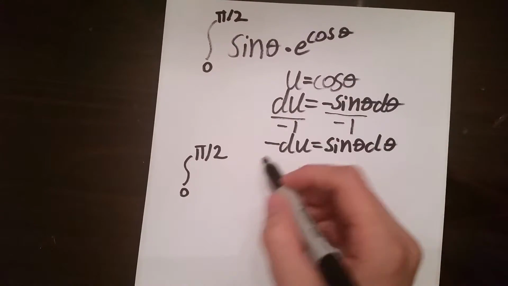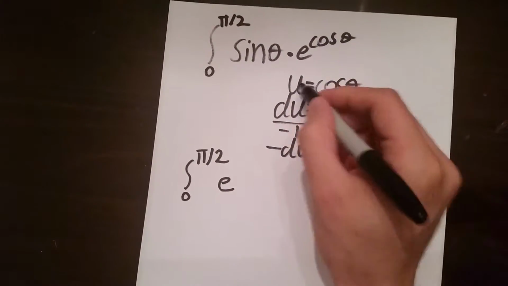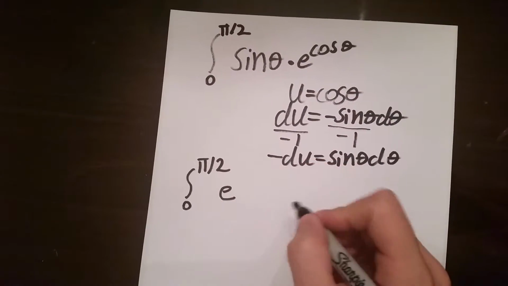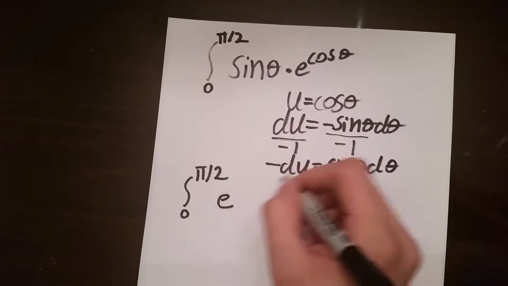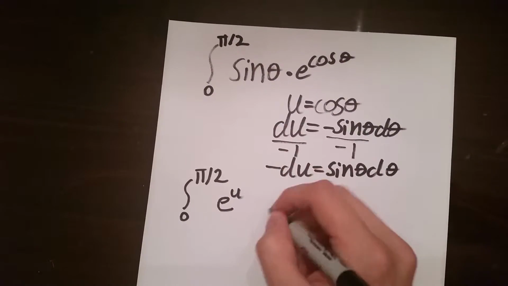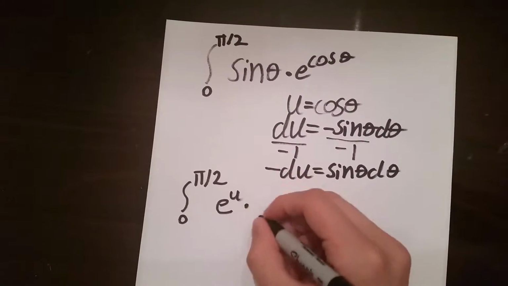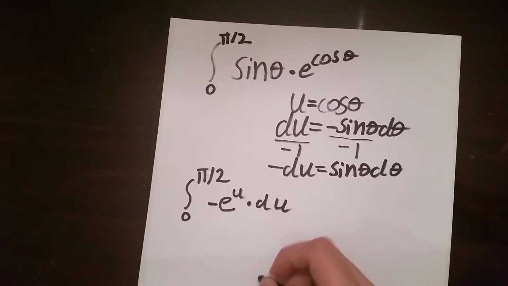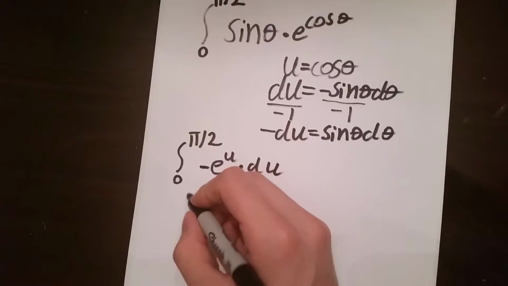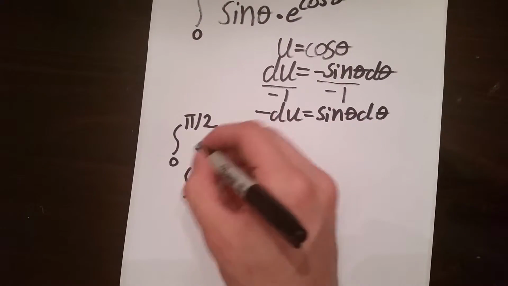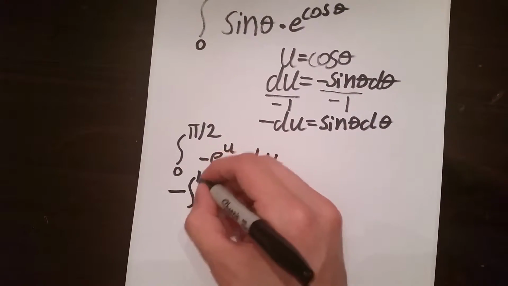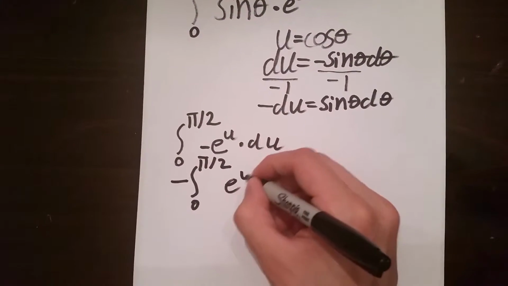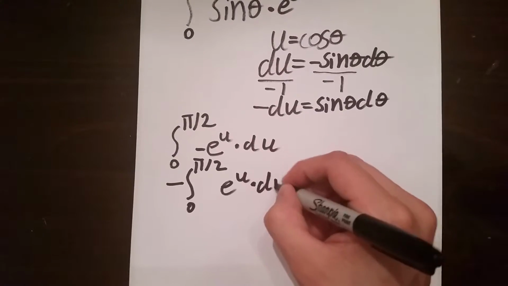Now, since we did all this, we can put the e here, since that was not put into u or du. And since this was u, we can put this right here. And then we can put the du on the outside, and this is all times negative. By the rules of integration, we can put this negative on the outside. You have e to the u times du.